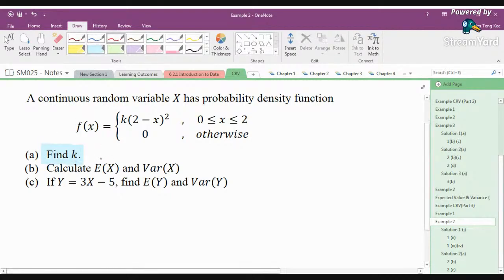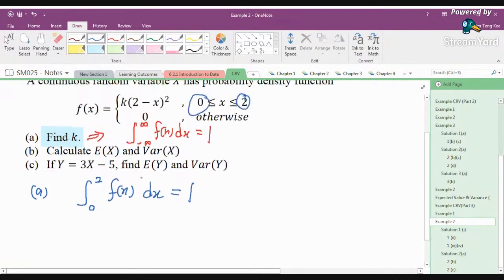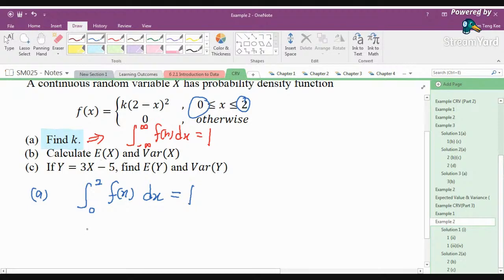Here we need to recall the technique. Whenever you have some unknown inside the function you want to find out, it's always useful to think about this formula: the integral from negative infinity to infinity of your PDF equals 1. With this idea, we begin our calculation by integrating my function from the smallest value I can see, 0, to the largest I can see, 2, for my function f(x), and the answer should be 1. Then I substitute the function inside: the integral of k(2 minus x) squared dx equals 1.